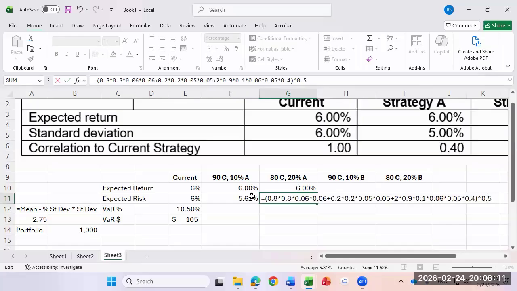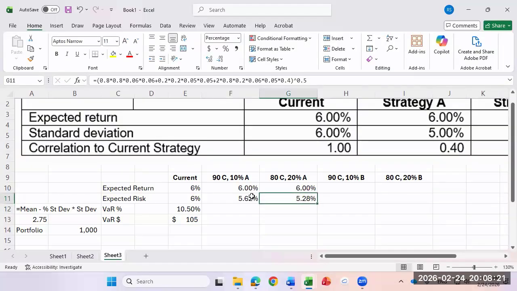And the risk is going to go even lower. Make sure I get them all. Did I get them all? That looks right, doesn't it? Oh, it goes even lower. That's pretty good. What's the VAR as a percent?